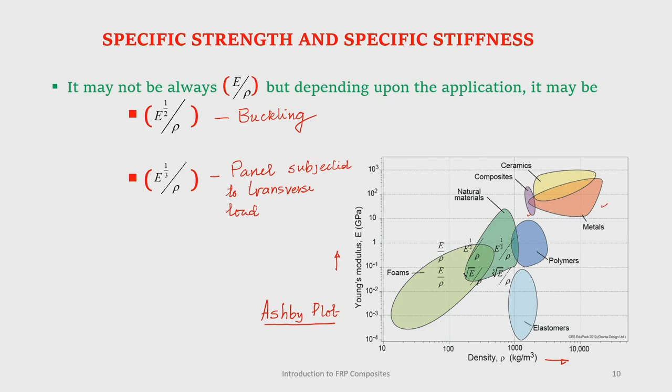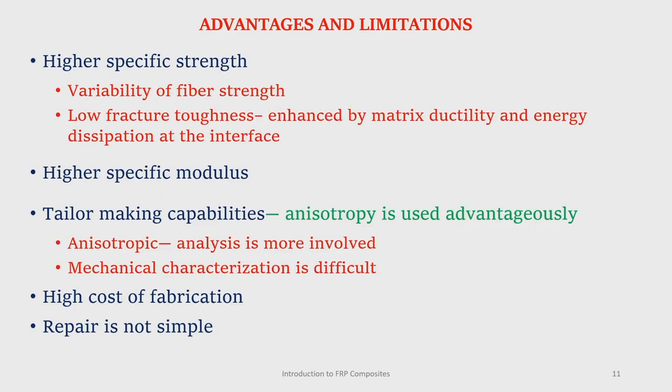We can have a constant E by rho line here, maybe another constant E by rho line here, and a constant root E by rho line here, and decide what material to be selected based on our functional requirement. So, having understood the definition of composite, all this was to understand what exactly is a composite and what we actually achieve through a composite. Now, there are advantages and limitations also.